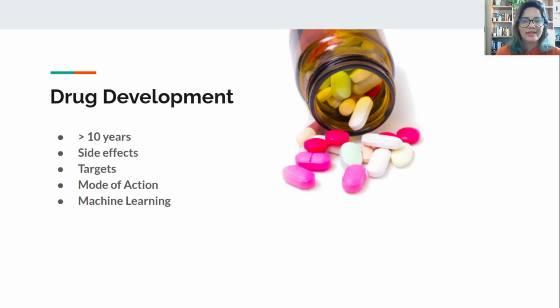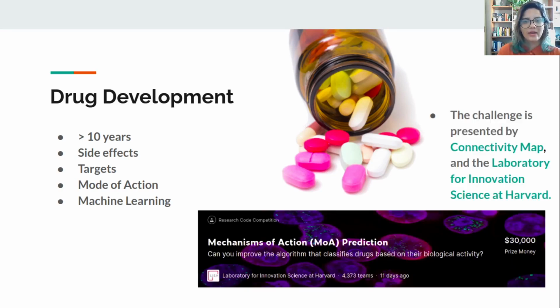So, our project talks about drug development, a process that takes more than 10 years, and many pharmacological modes of action are still not uncovered. Machine learning approaches have been used in this area, but there is still lots of room for improvement. So that is why the Connectivity Map and Laboratory for Innovation Science at Harvard launched a competition hosted on Kaggle, in which competitors were challenged to improve algorithms for predicting a drug's mechanism of action, the MOAs.